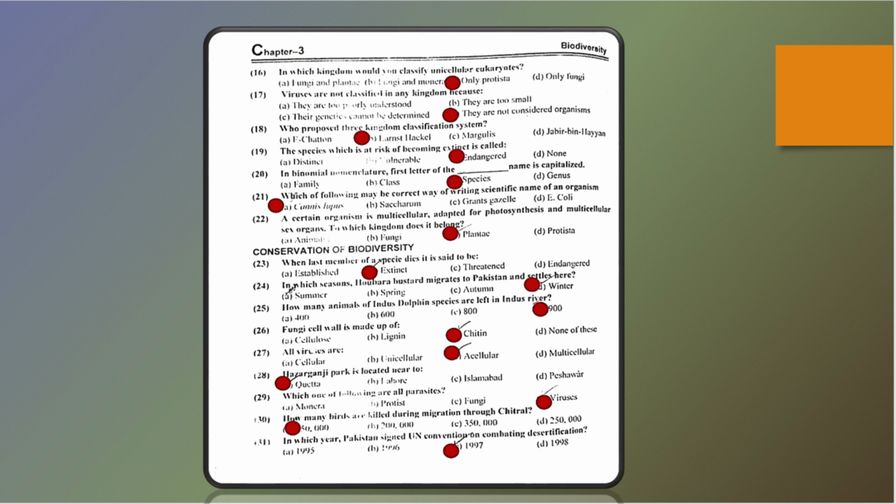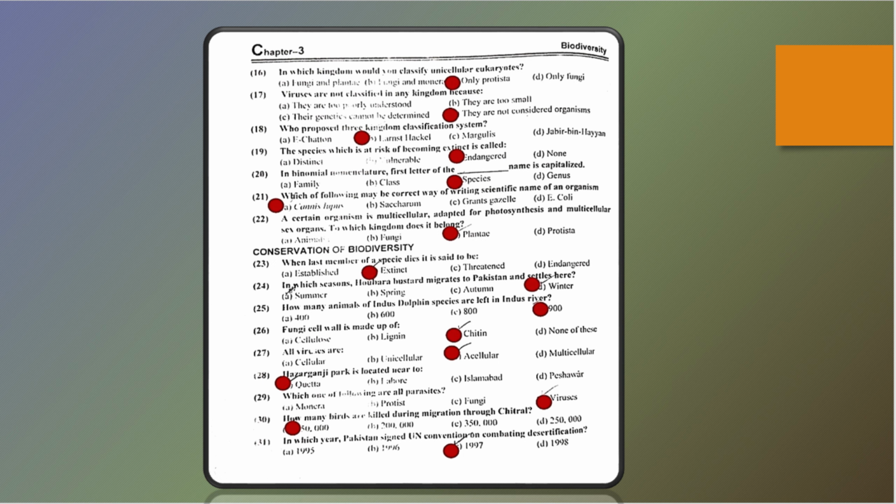Which one of the following are all parasites? Viruses. How many birds are killed during migration through Chitral? 150,000. In which year Pakistan signed UN Convention on combating desertification? 1997. So this is all about chapter number 3 biodiversity MCQs.